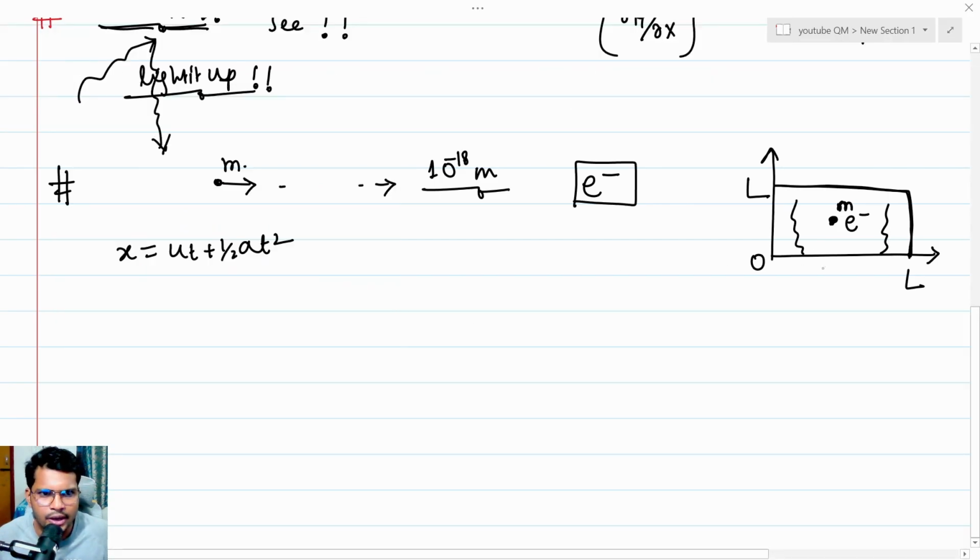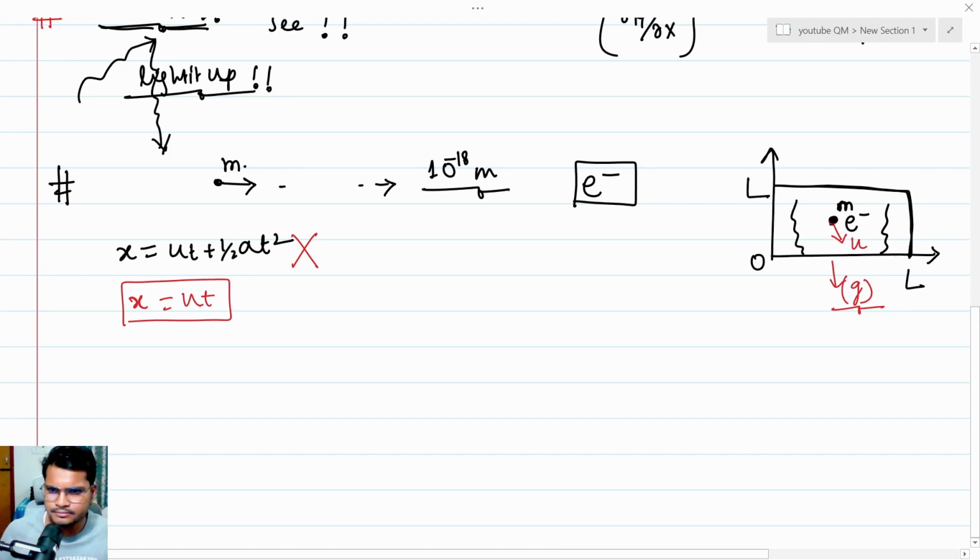Now if you apply any force of gravity, it is not going to feel it, because the force of gravity is enormously smaller than whatever it will experience. Therefore it's kind of a weaker force, and hence there is no acceleration. I can just simply say that x is equal to ut. So given the velocity of this electron, I exactly know what would be the location. Very good. You know what the location is, right? At some time, where the object will be.